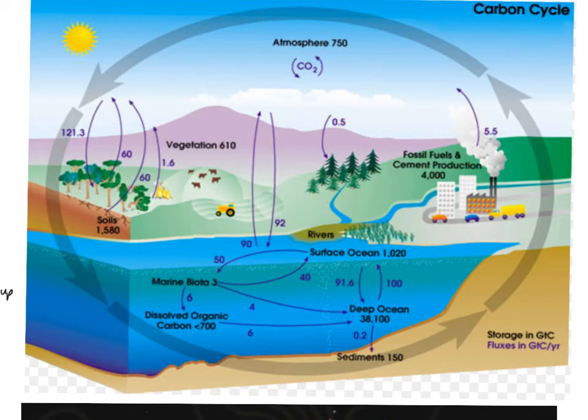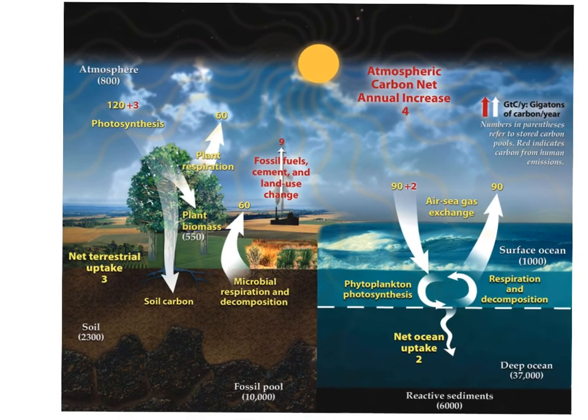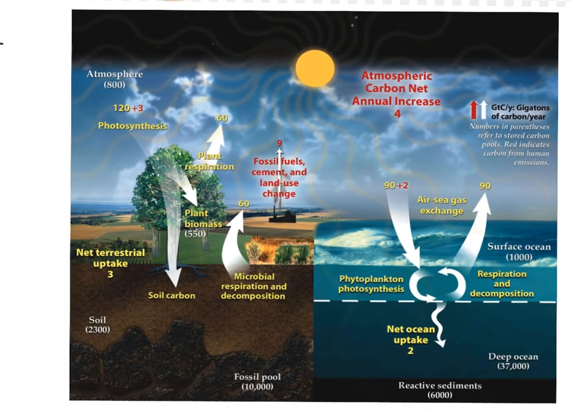All right, let's take a look at another example that has slightly different numbers, but gives you a similar idea. So this diagram is from NASA. Its numbers are slightly different, but in the same scale. So again, these are all in gigatons. The atmosphere holds about 800 gigatons of carbon. Plants are holding about 550 gigatons of carbon. The soil is holding about 2,300 gigatons of carbon. Fossils and fossil fuels in the earth are holding 10,000 gigatons. Sediments in the ocean, 6,000 gigatons. The deep ocean, 37,000 gigatons. The surface ocean, 1,000 gigatons.